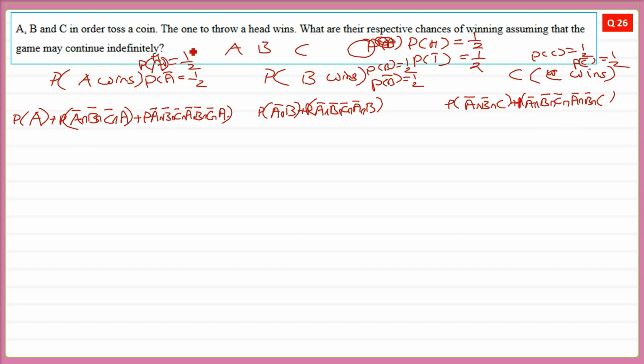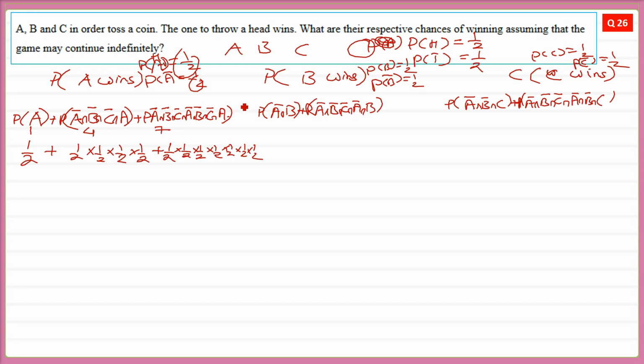Now let's write the probability. Please remember, these are all independent events. We just have to multiply these separate probabilities and add them up. So P(A) is half. There are 4 events in the second term, all will be half. Then 1, 4, 7. Always 3 are being added. So write half 7 times. So half plus half 4 times plus half 7 times.